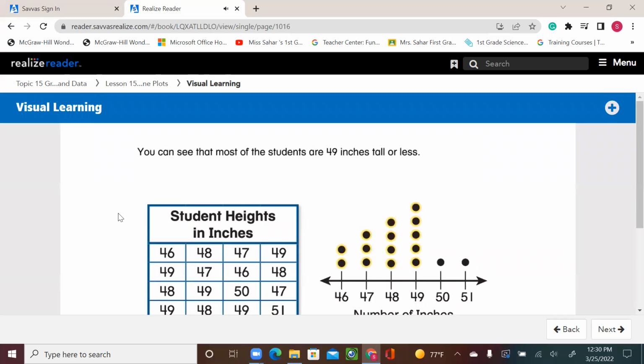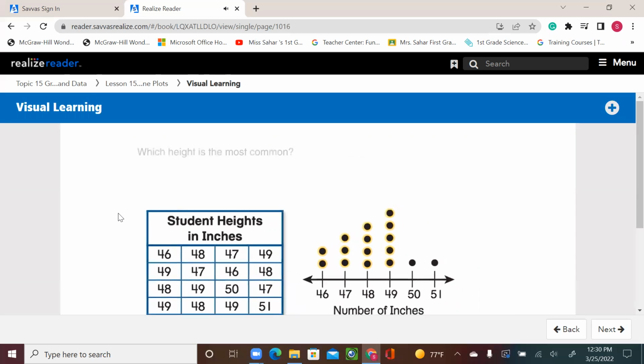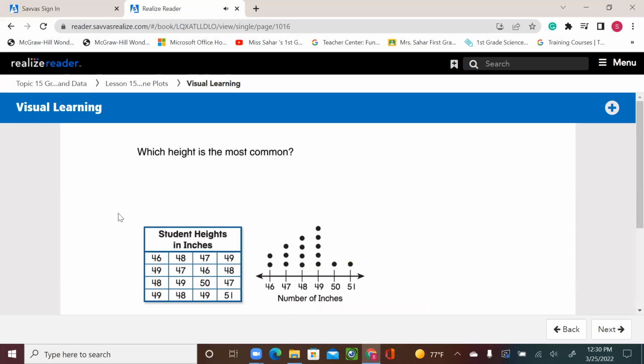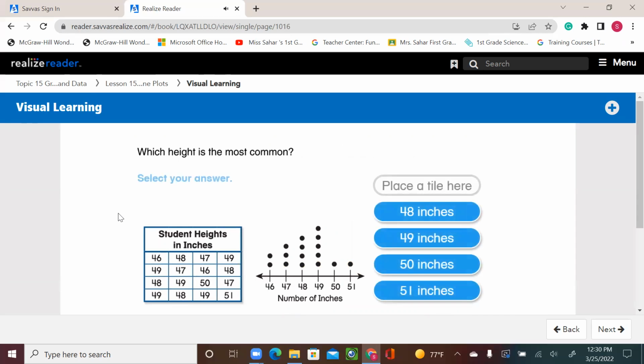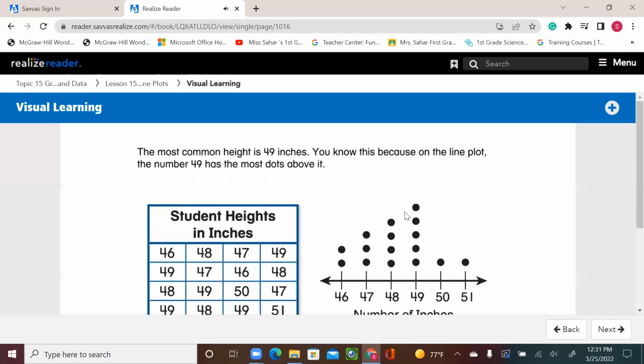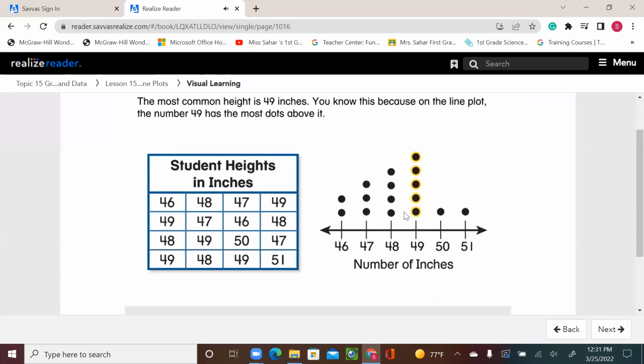You can see that most of the students are 49 inches tall or less. Which height is the most common? Select your answer. The height most common means that we have the most. So when I look at my line plot, I can easily see that this is that number. So it's 49 inches. The most common height is 49 inches. You know this because on the line plot, the number 49 has the most dots above it.